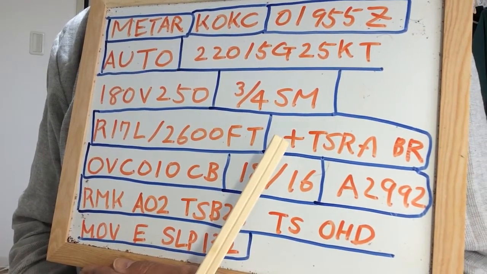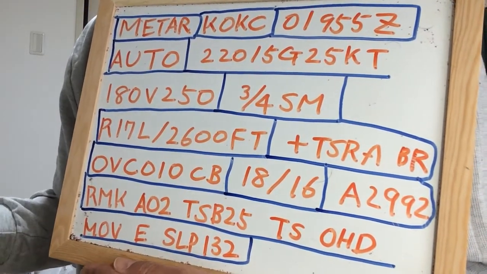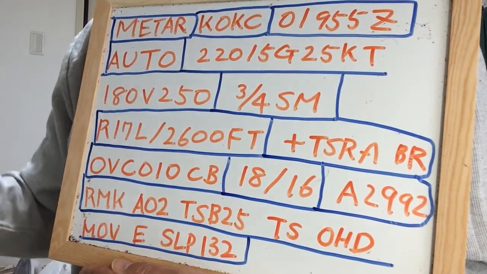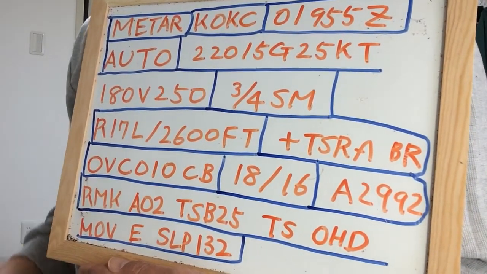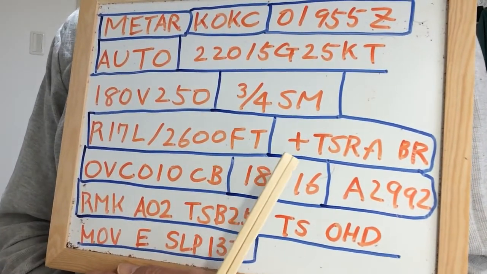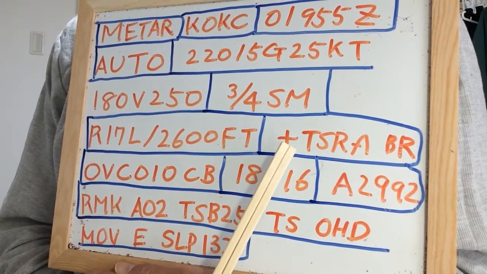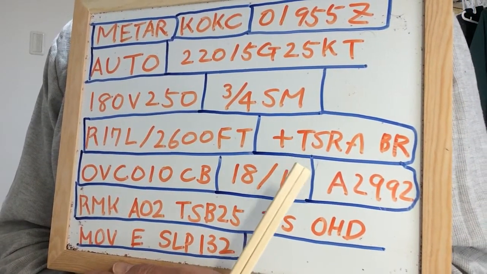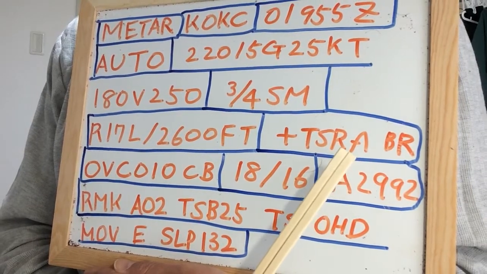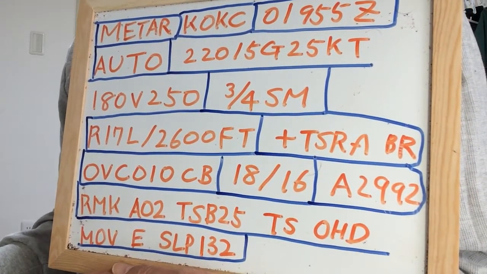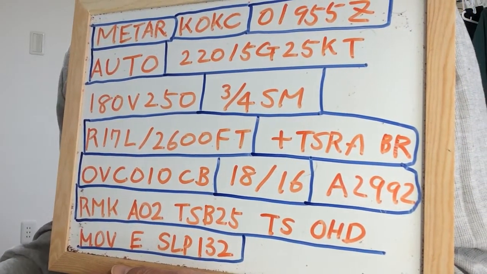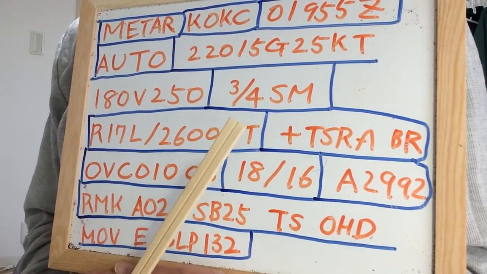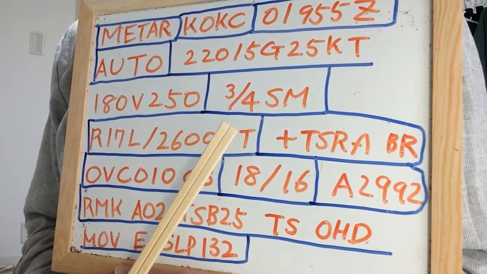Present weather group. TS thunderstorm, RA rain, BR mist. And plus heavy.